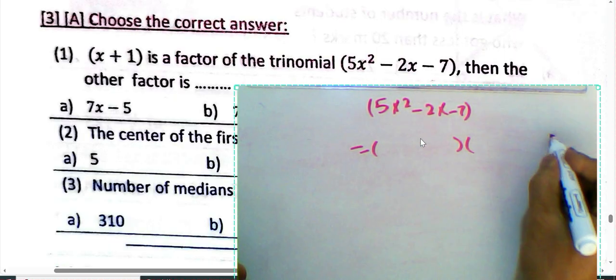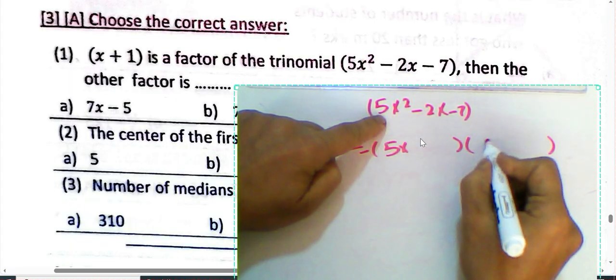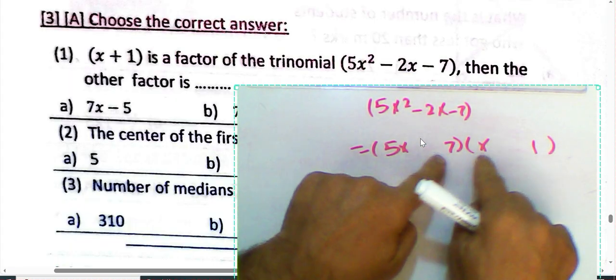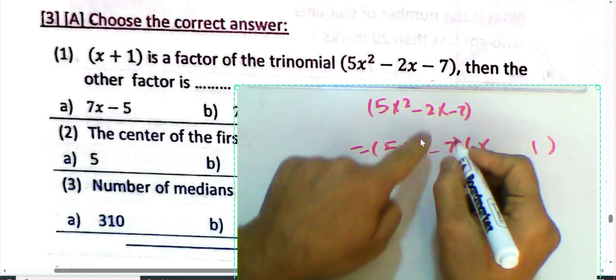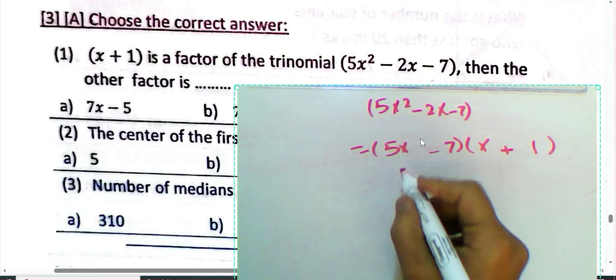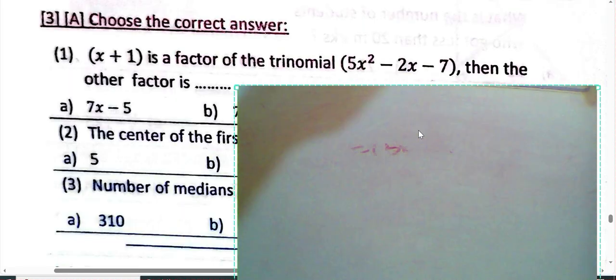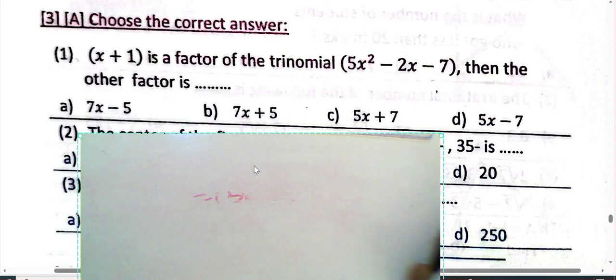The product of two factors: 5x squared is 5x times x. We know 7 equals 7 times 1. 1 times 5 is 5, 7 times x is 7x. The difference between them equals 2, right? Negative and positive. Then 5x minus 7 and x plus 1. It shows the other factor from the solution.